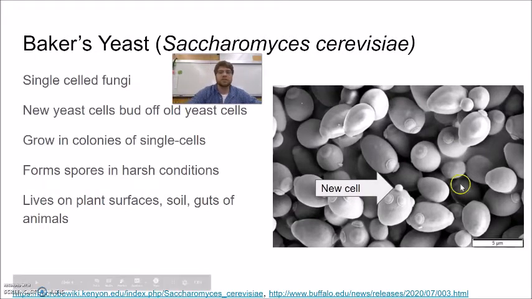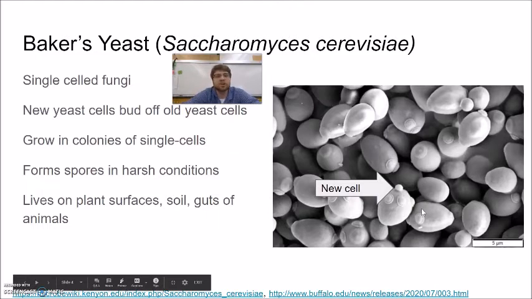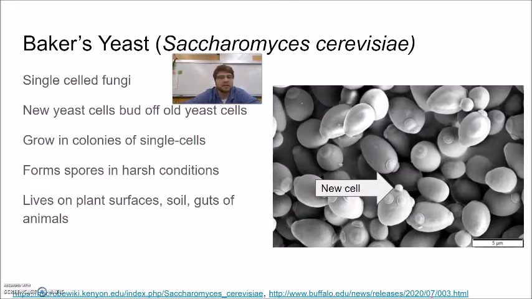Now, all these yeast cells, as long as there's sugar, as long as the temperature's just right and there's enough water, they're going to grow, they're going to divide, they're going to bud off new yeast cells. But if conditions get tough, there's no water, it's too hot, it's too cold, there's no sugar around for them to munch on, they form spores.